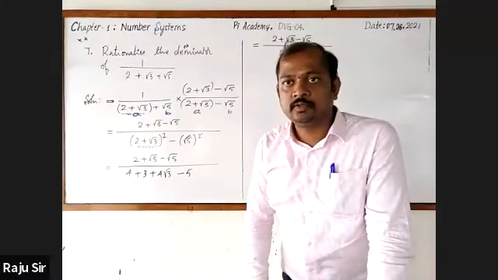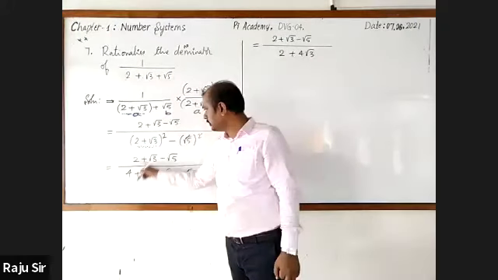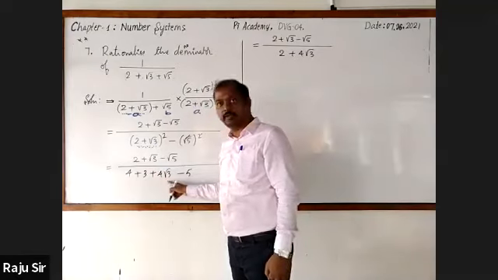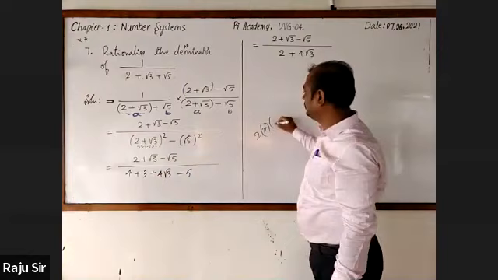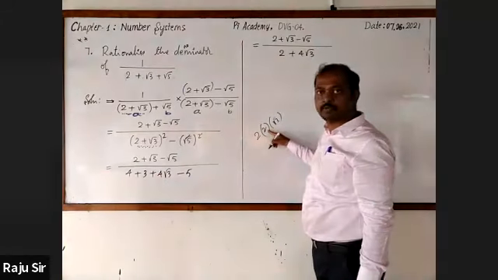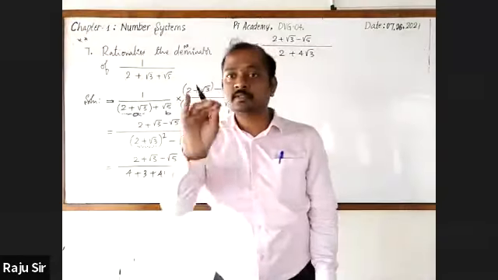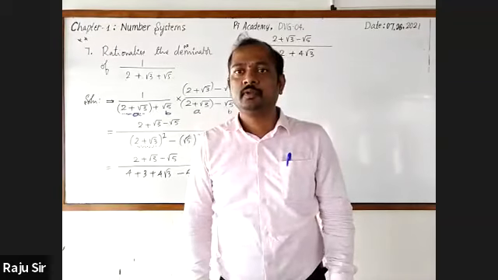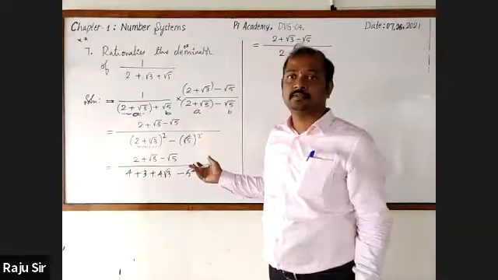Got it? Sir, how do we get 4 times root 3, sir? A plus B whole square. A square plus B square plus 2AB. 2AB, 2 into AB. A is 2. B is root 3. 2 2s are 4. 4 into root 3. Okay, sir. On Saturday only I told you, you must practice. These problems are a bit different. If you don't practice, you will find it difficult to understand this.